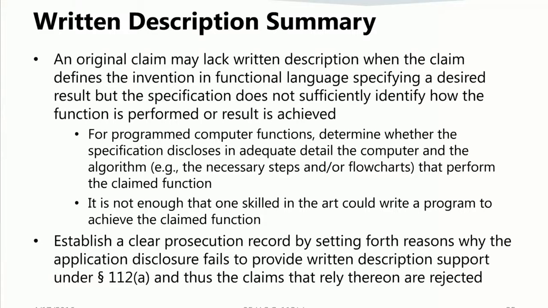As a summary for covering written description, remember that an original claim may lack written description when the claim defines the invention in functional language, specifying a desired result, but the specification does not sufficiently identify how the function is performed or result is achieved. For programmed computer functions, it is important to determine whether the specification discloses in adequate detail the computer and the algorithm, for example, the necessary steps and/or flowcharts that perform the claimed function, as it is not enough that one skilled in the art could write a program to achieve the claimed function.